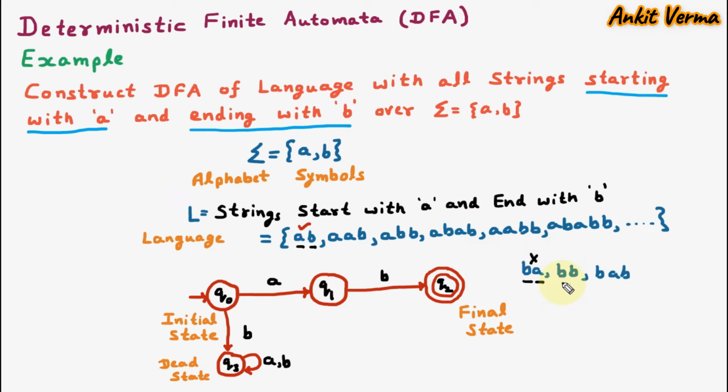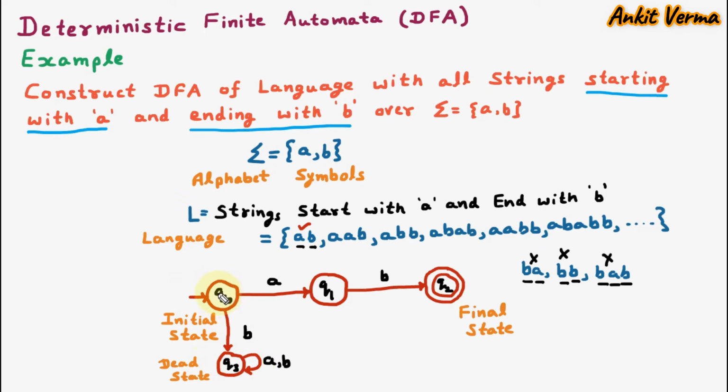In a similar way, if B is coming, we are moving from Q0 to Q3. Then for the next B, we are again moving to Q3. This is also discarded. For the next string, if B is coming, from Q0 to Q3, then for A, a self loop going back to Q3, and for the next B, a self loop going back to Q3. This is not the final state, so this is also discarded. Means by putting this dead state, if B is coming in initially, then all other strings will be discarded.